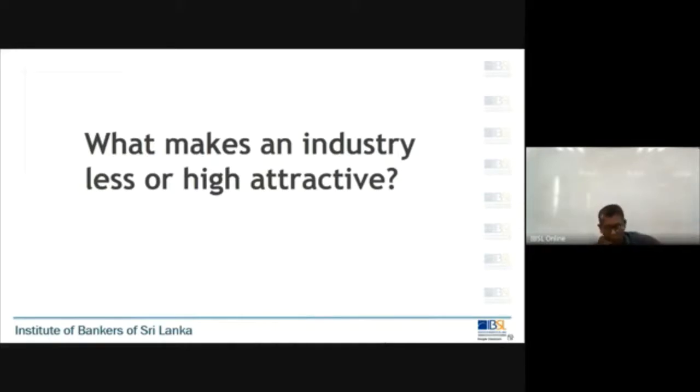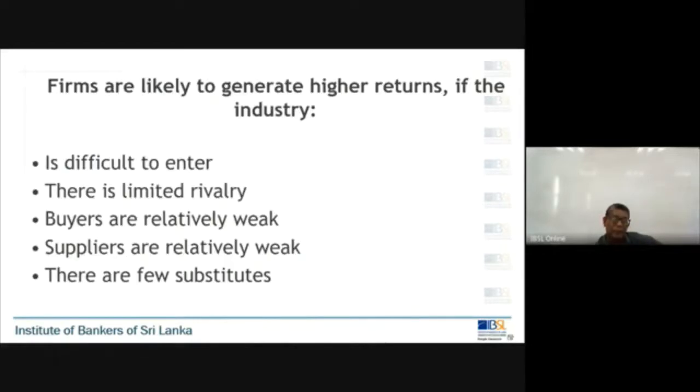Having analyzed Michael Porter's five forces, then we make a decision. What makes an industry more or less attractive? How can you make it attractive? How can you make it difficult to enter? Only limited rivalry. Make buyers relatively weak. So these factors impact your credibility.